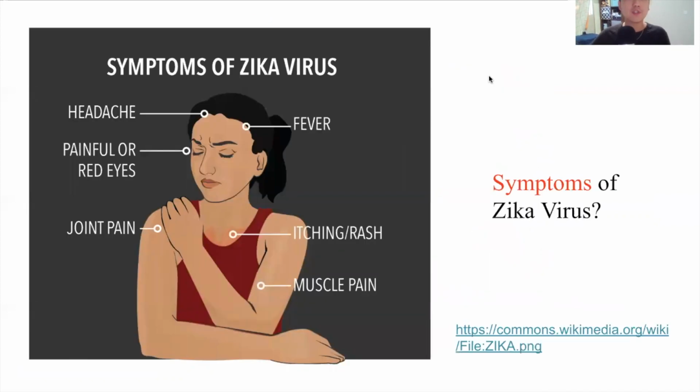So what happens if you do get Zika virus, right? Well, if you do get Zika virus, I read that a lot of healthy adults tend to recover from Zika virus. But usually the symptoms are just a little more extreme than a normal fever. Symptoms include fever, headache, painful or red eyes, itching or rash, muscle pain, and joint pains.